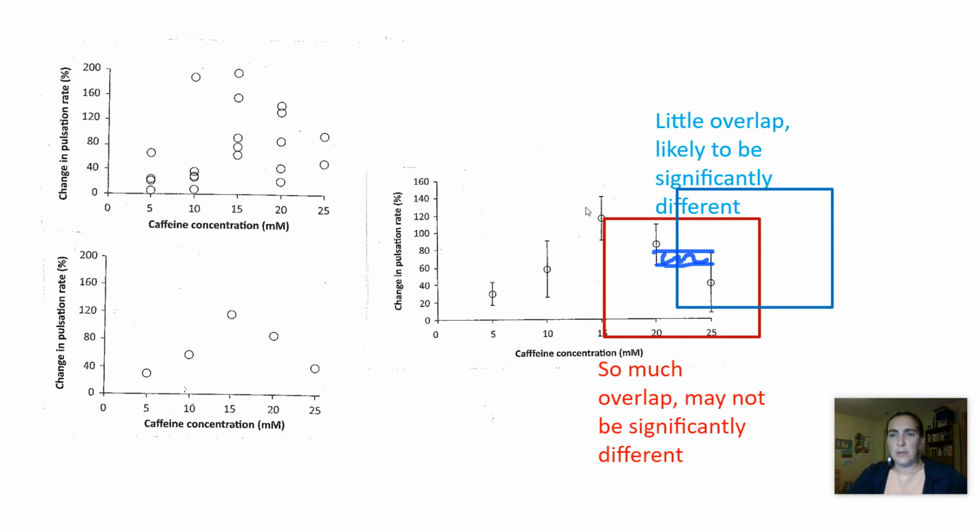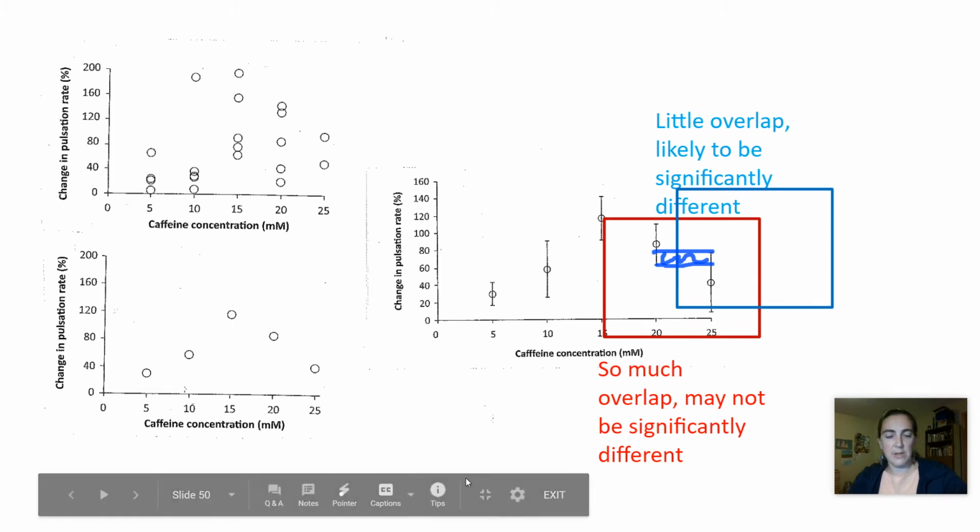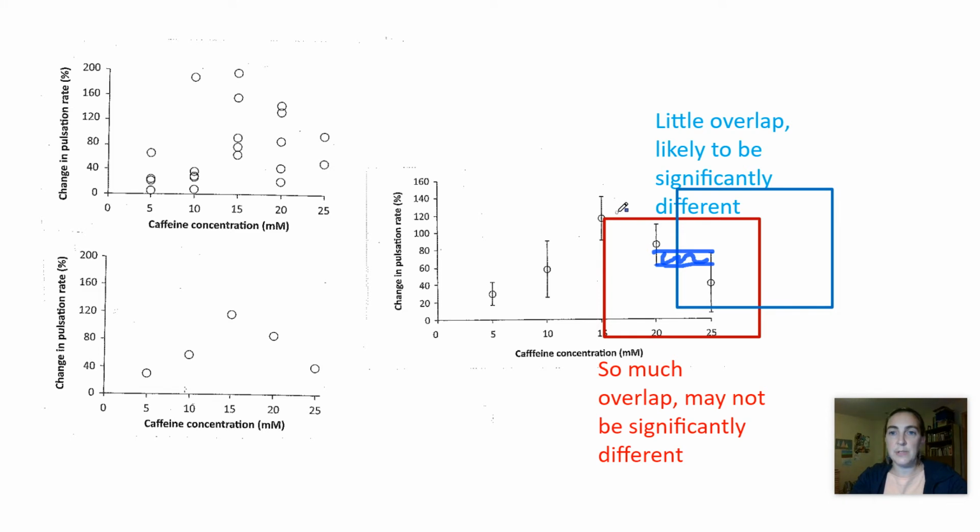And this is in the wrong spot. I think that was supposed to be looking at these two. Sorry, I'm not sure what happened to that slide. I think that was supposed to be looking at these two error bars. They have very little overlap. So it is much more likely that those two are significantly different because the error bars do not overlap.